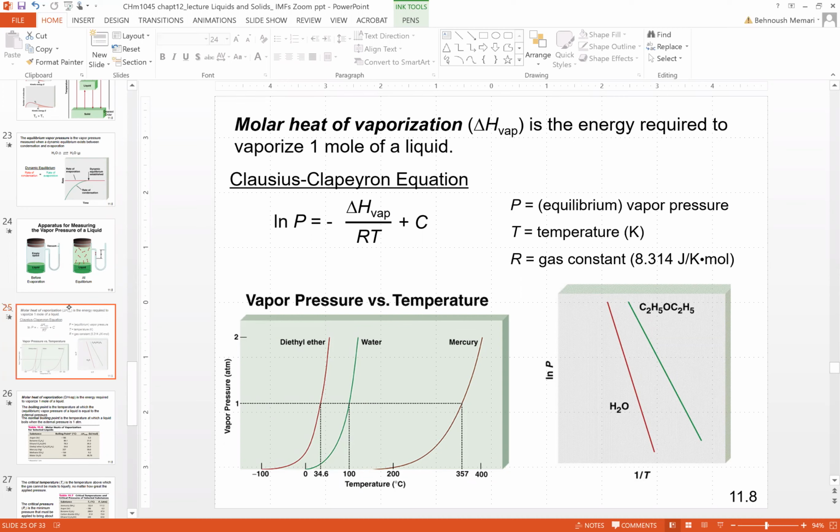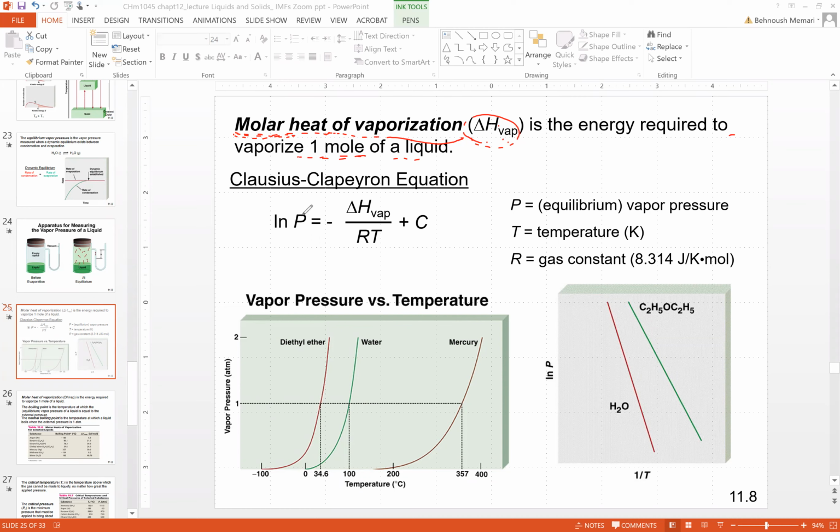Heat of vaporization. What is heat of vaporization? It is the heat needed to vaporize a liquid. But when you say specifically molar heat of vaporization, that is for 1 mole of a substance. And the symbol is going to be delta H vap. That is the molar heat of vaporization, the energy required to vaporize 1 mole of that liquid at its boiling point.